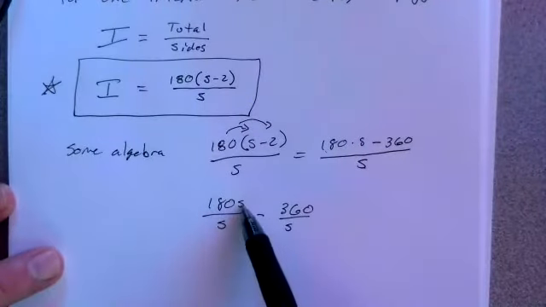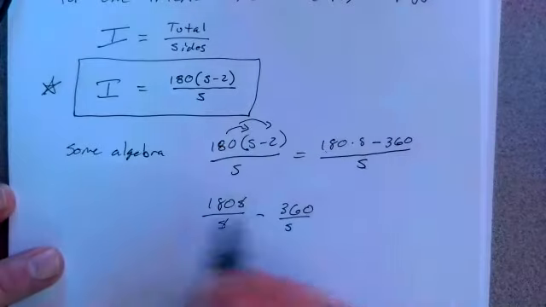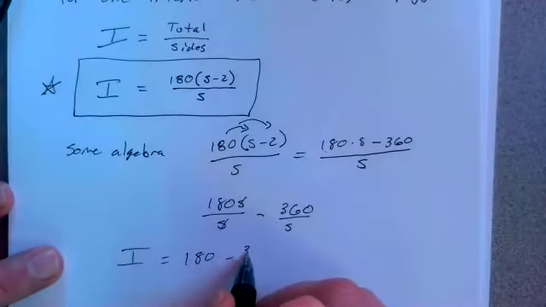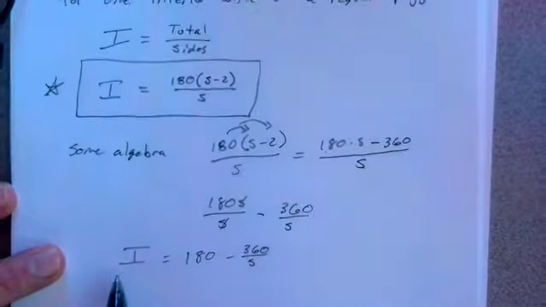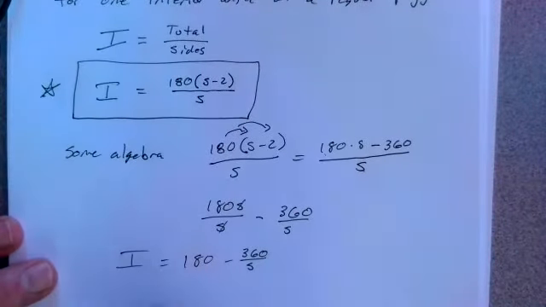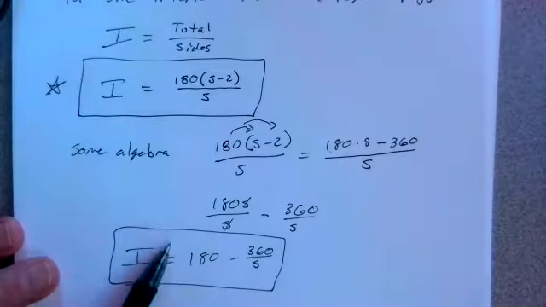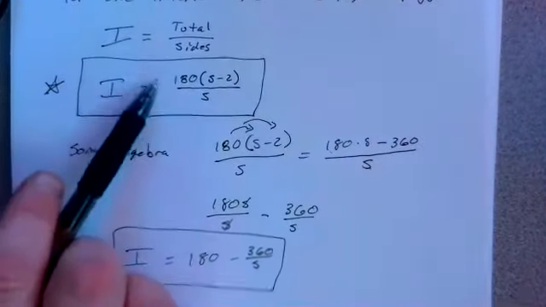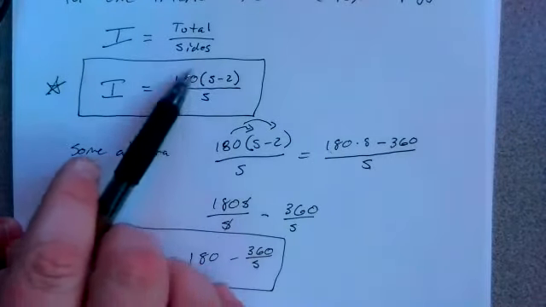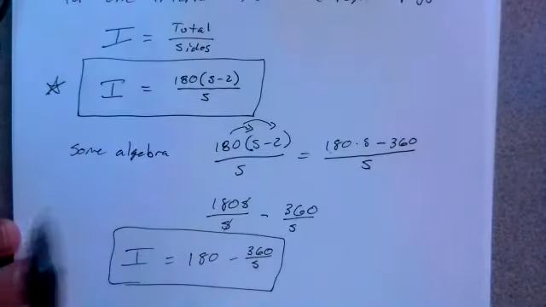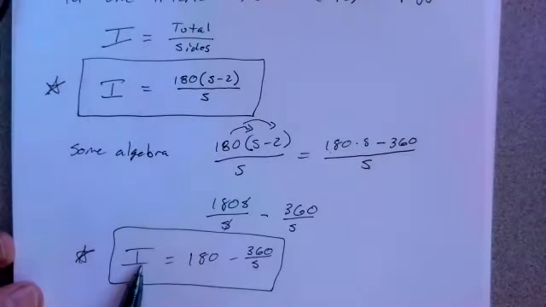And 180 times S divided by S, that cancels. So now we get this new little formula: 180 minus 360 divided by S. That would be our interior angle. This is another way of looking at the exact same formula that we had. So either one that you choose to use is absolutely fine. I personally like the first one because it uses the total that I'm familiar with and then just divides it by the number of sides. Some people are going to find this one to be easier. Either way, it's the same thing, right? One single interior angle of a regular polygon is equal to 180 minus 360 over S. And that's cool.